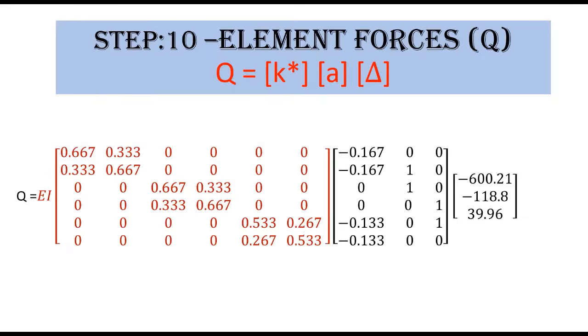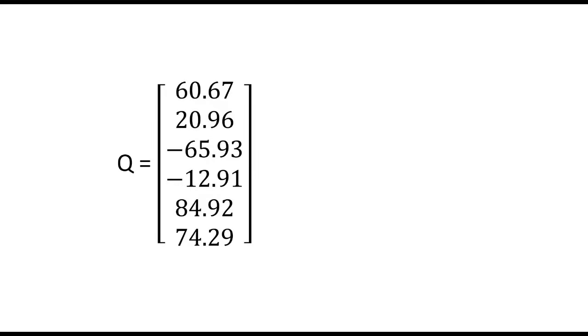The final step is to calculate the element forces. We have the equation Q is equal to K star, where K star is the element stiffness matrix of the structure, multiplied by the displacement transformation matrix and the displacement matrix. We are just multiplying all these matrices and you will get the answer as 60.67, 20.96, minus 65.93, minus 12.91, 84.92 and 74.2.